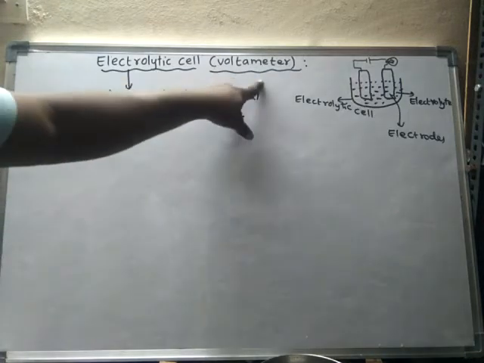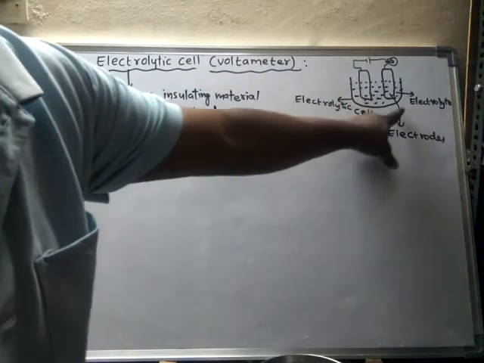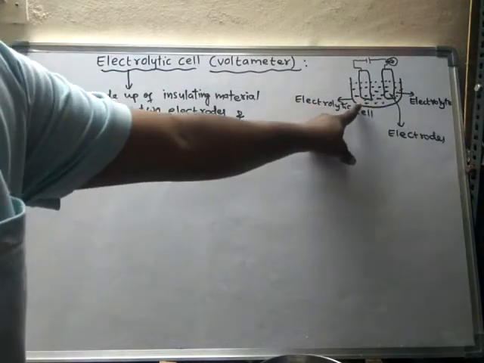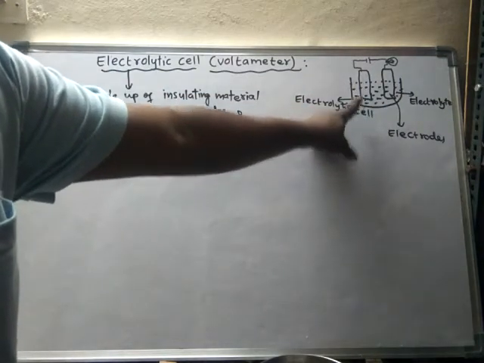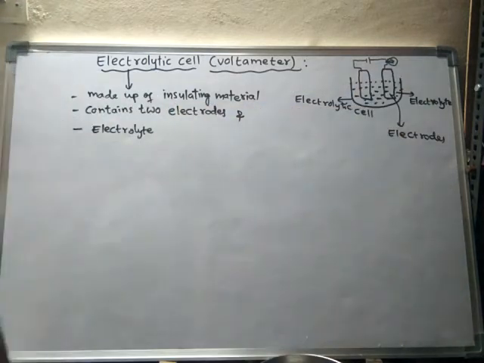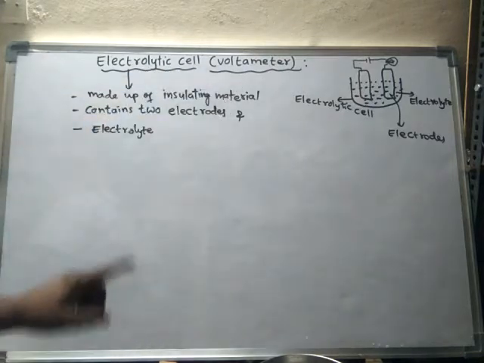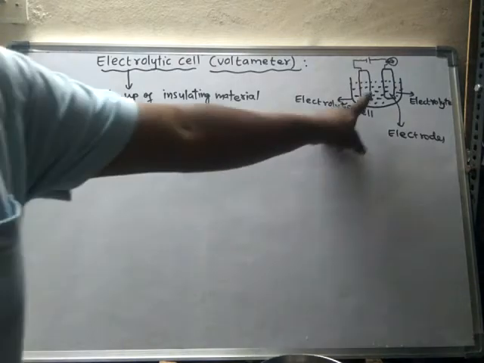What is an electrolytic cell? See, actually, this is an electrolytic cell. This electrolytic cell is made up of insulating material, that means a bad conductor of electricity. It is made up of either glass or any other insulating material. So the electrolytic cell is made up of insulating material and it contains two electrodes.